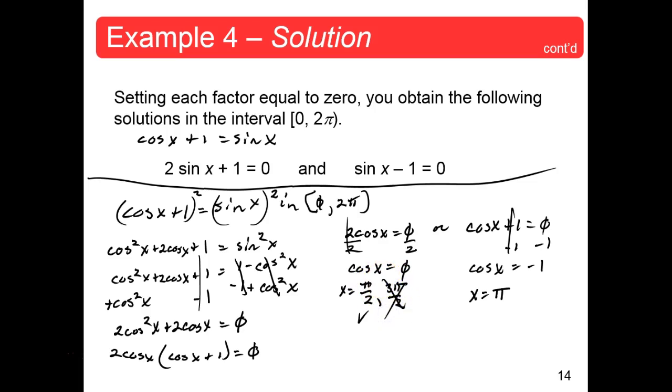Okay? How about pi? Does pi work? What is cosine of pi? Negative 1. Plus 1 is? 0. What is sine pi? 0. 0 is equal to 0. That one checks. So you only have 2 solutions here, pi halves and pi, not the 3 halves pi. Even though that worked for the squared equations, it's extraneous to the original equation.